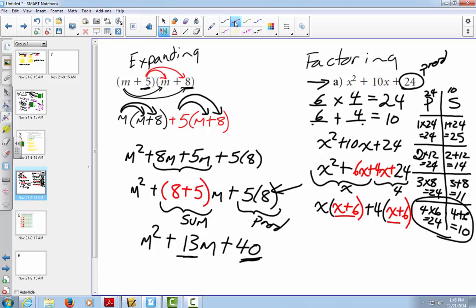Same thing in the brackets, it now gets factored out. So x plus 6 times x plus 4. So I'm now in the reverse. We started in the first question multiplying and ended up with a trinomial, 3 terms. And now we've started with the trinomial and worked backwards to our factors, or the dimensions of our rectangle.